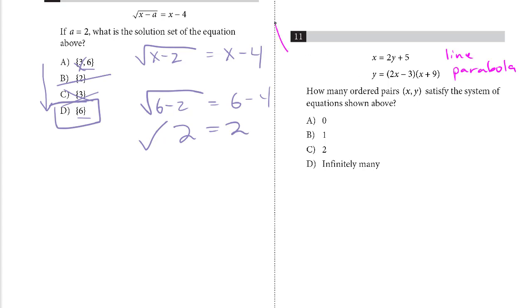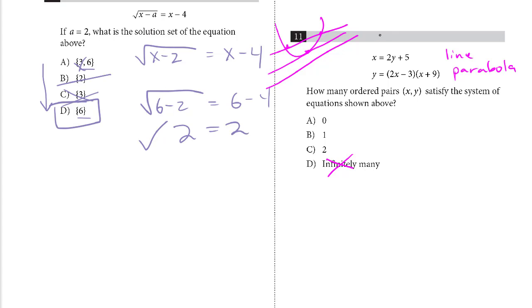Well, you know the possibilities would be no solution, one solution if it's a tangent, or two solutions if it intersects twice. We cannot have infinitely many. That's just not possible in this case. Okay? So how do we figure out the answer? Well, we can set that up and solve by substitution. So let's go ahead and try that, actually.